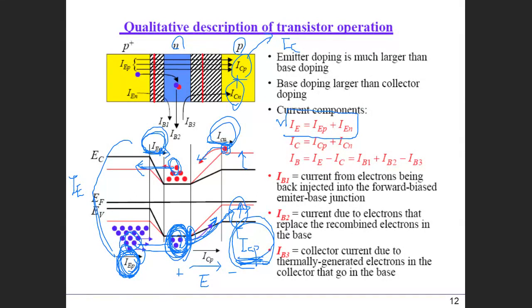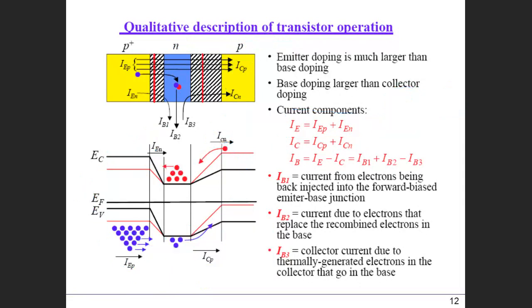So that is how we define the collector current. And then the base current is simply the emitter current minus this collector current, which gives our total base current.